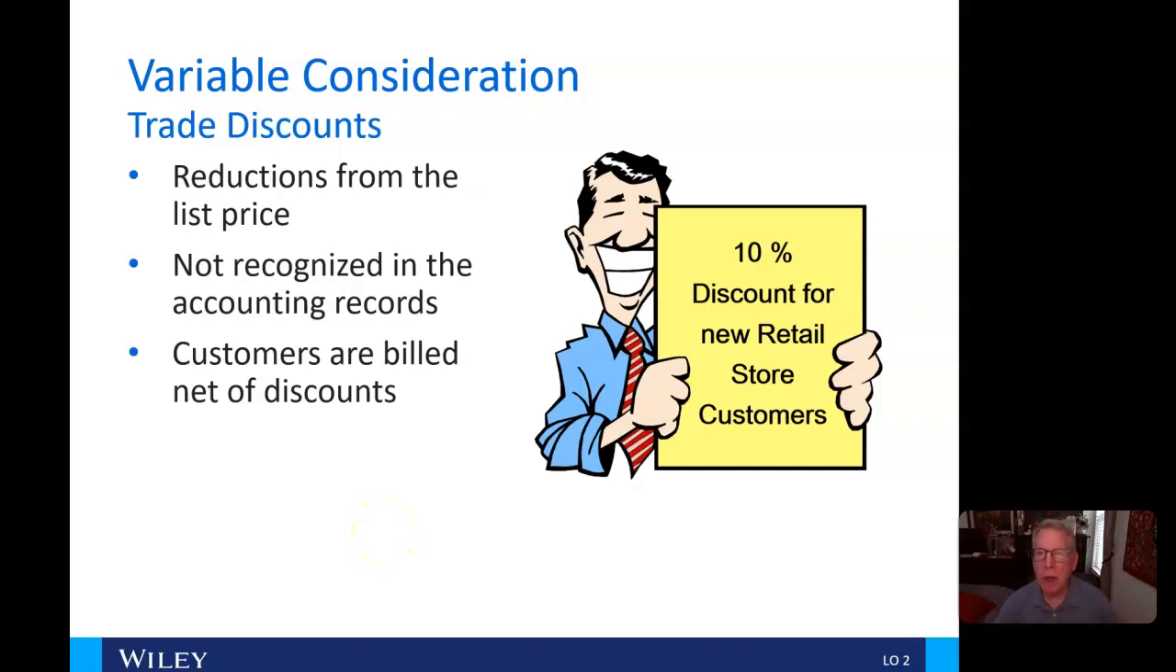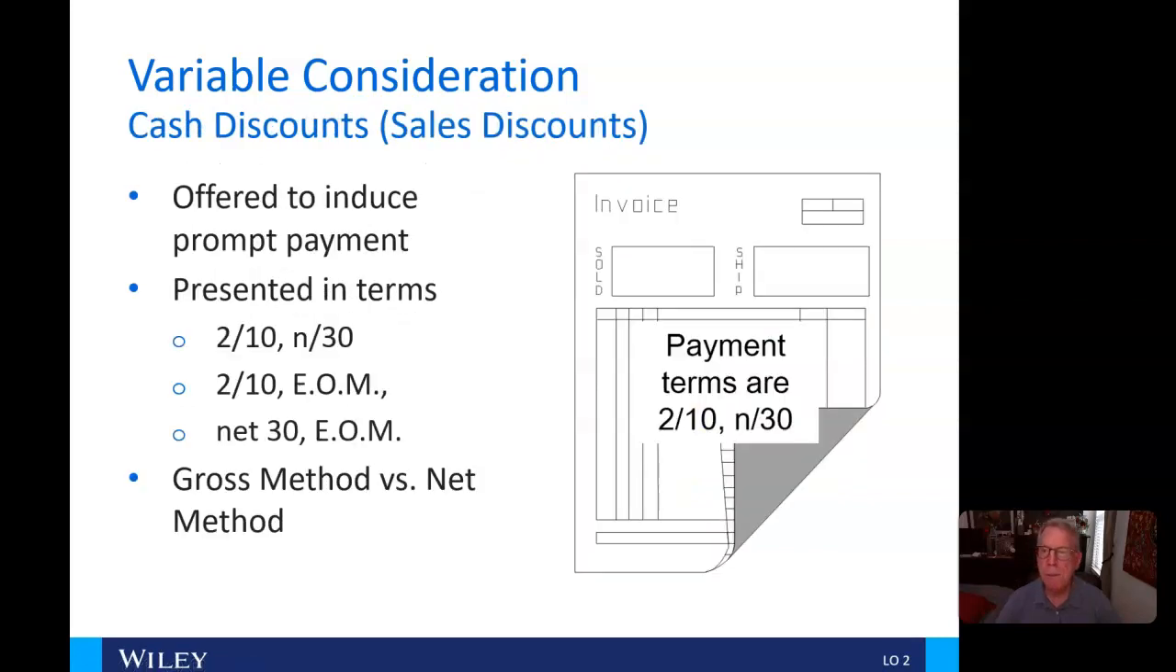When we left off, we were looking at variable consideration, in this case, trade discounts. This is a reduction from the list price. It's not recognized in the accounting records. Customers are billed net of discounts. And we show this with a 10% discount for new retail store customers.